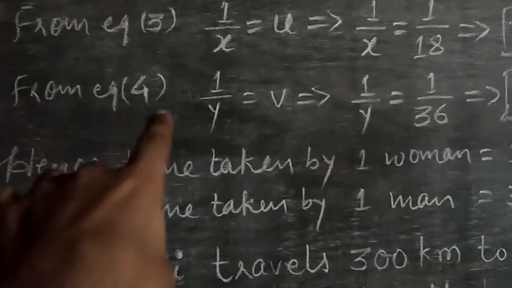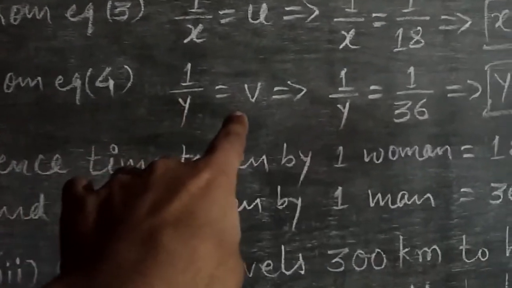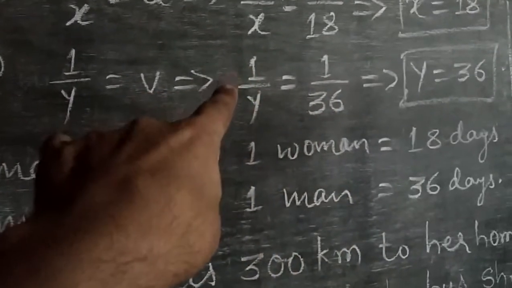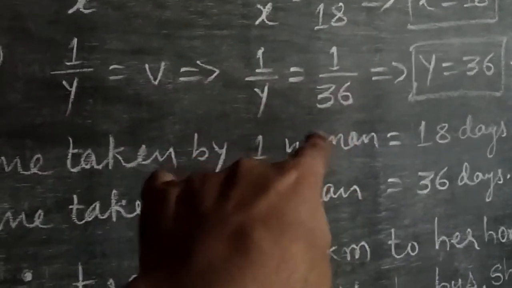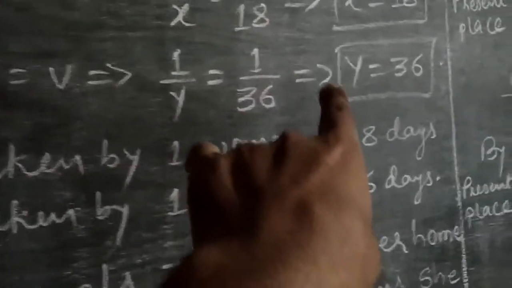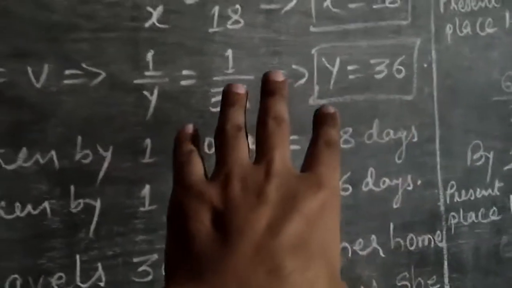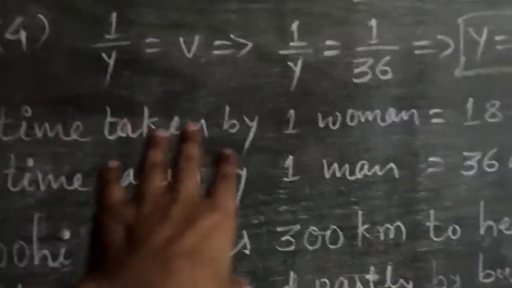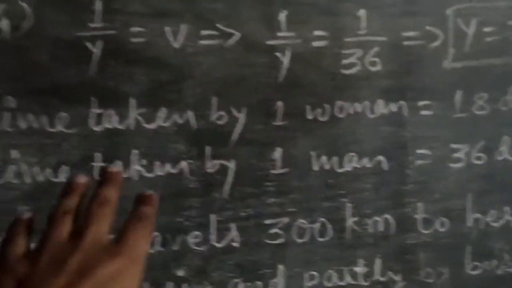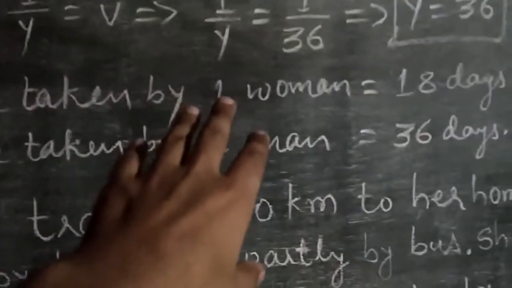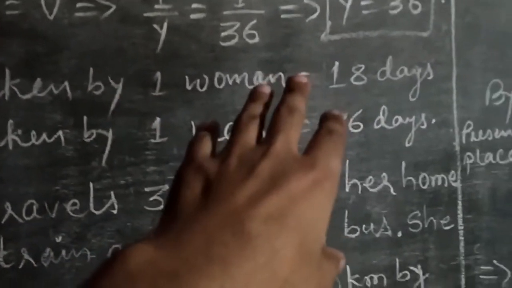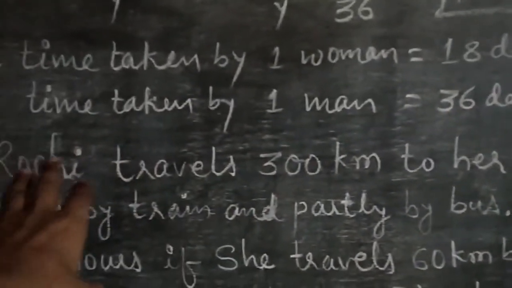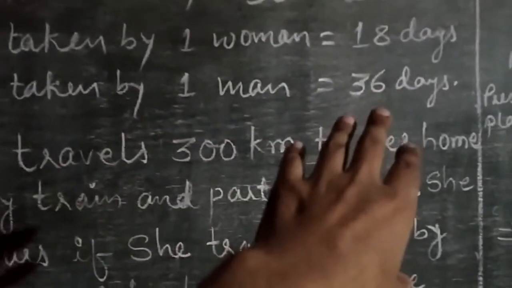Similarly, from equation 4, we have 1 upon y equal to v, and the value of v is 1 upon 36. So the equation becomes 1 upon y equal to 1 upon 36. Taking the reciprocal of both sides, we get y equal to 36. Now, x we assumed to be the time taken by one woman to complete the work. So the time taken by one woman to complete the embroidery work is 18 days, while the time taken by one man is 36 days.